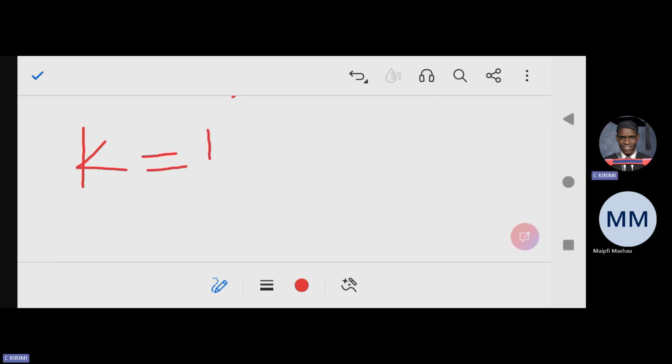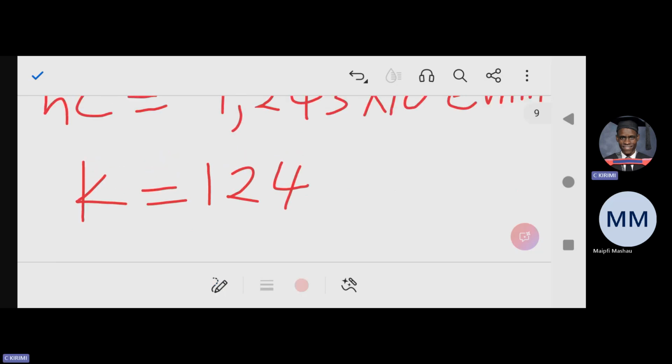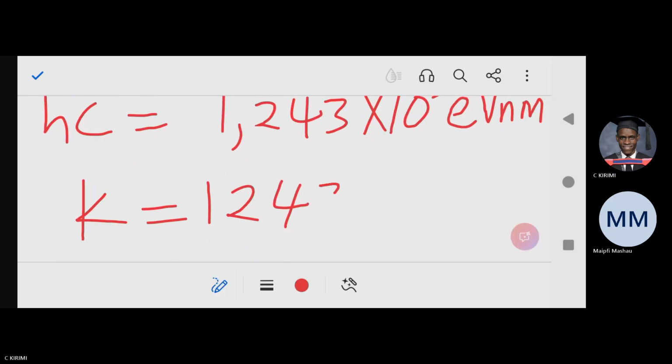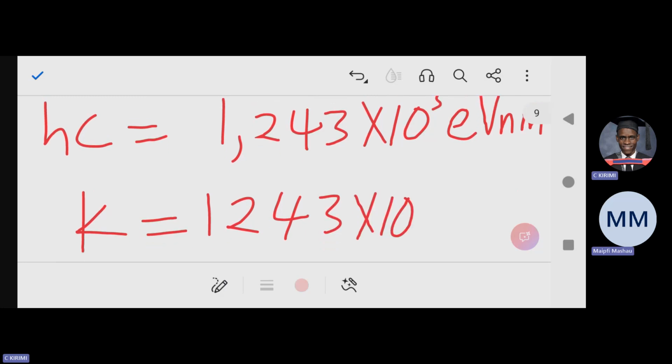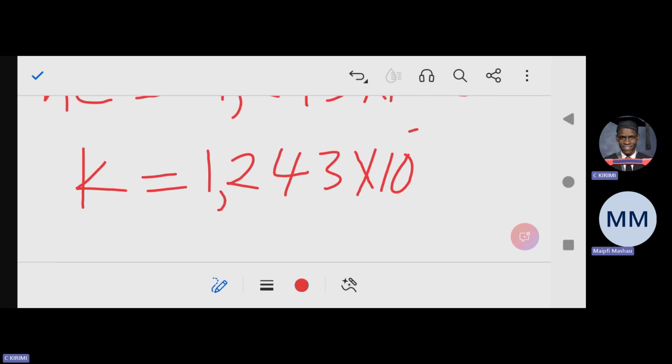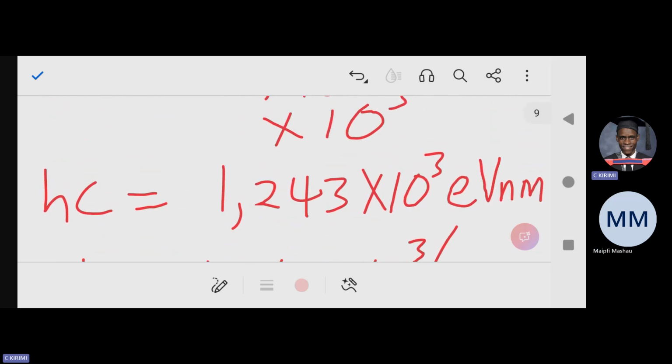hc, which is 1,241.43 times 10 to the power 3. And remember, these are electron volts. Then the formula says 1 over wavelength. And remember, all the units are now in nanometers.